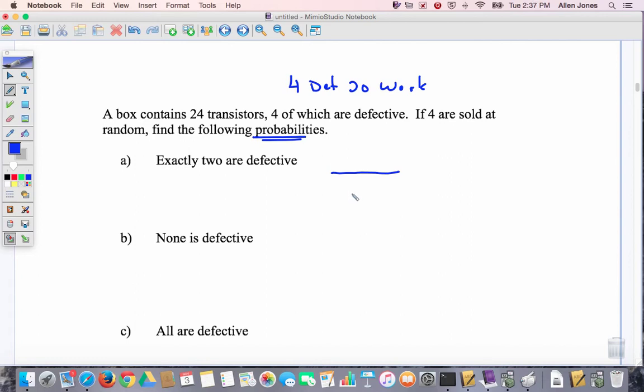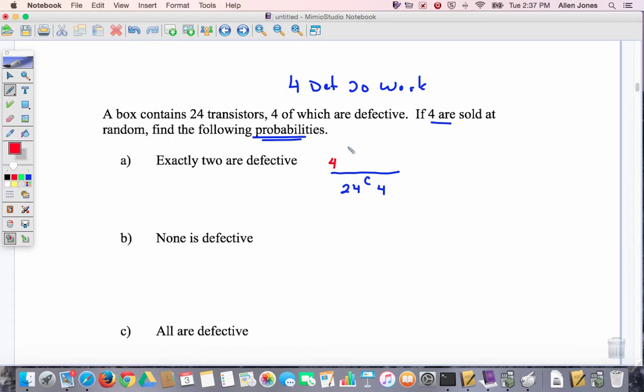We've established since day 1 with our probability that probability is a fraction. So I'm going to start here with my denominator. My denominator is my total number of possible outcomes. Okay, I have 24 total transistors to choose from. I'm going to sell 4 of those. Does it matter what order I sell those 4 in? No, I'm just selling 4 transistors, so it's a combination of 24C4. That will tell me the different number of ways that I can sell 4 transistors.